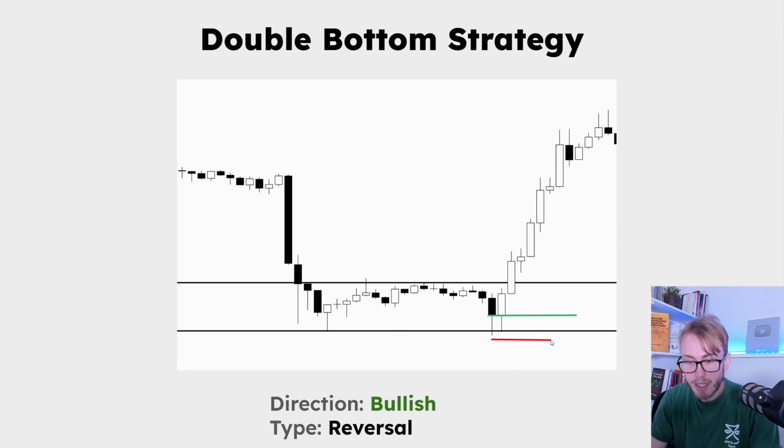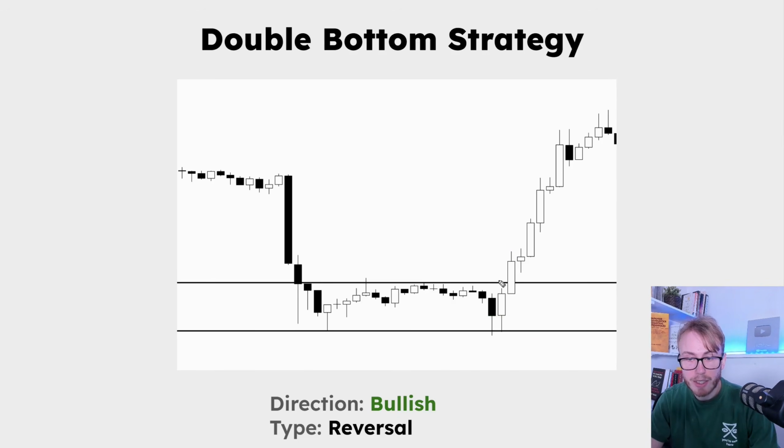For this type of entry, I would also place my stop loss just below the lowest point of that candle. And using a risk to reward ratio of 2, perhaps our profit target would be here. So this right here is a much quicker strategy. Our goal here is to get in and out quickly and make some quick profits.